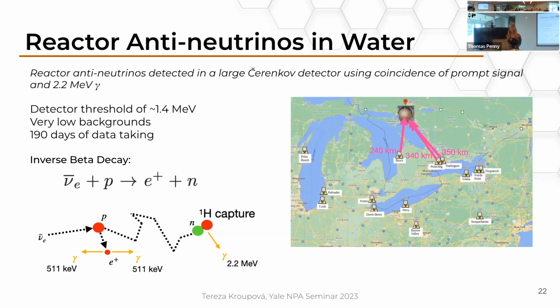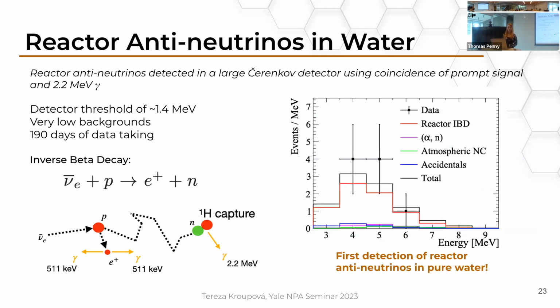Now, in water, this has never been done, mainly because this 2.2 MeV gamma is very low energy, and Cherenkov detectors usually don't have the trigger threshold that is capable of doing that, and there is a lot of backgrounds in that region. However, for SNO+ in water phase, we've achieved very low backgrounds, and our detector threshold was only 1.4 MeV, and therefore we observed antineutrinos from the reactors in pure water. And you can see the plot from that paper here.